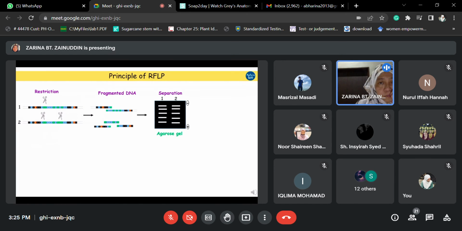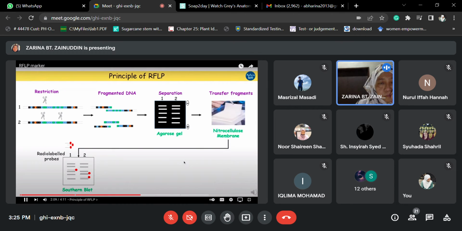The restriction fragments are then transferred to a nitrocellulose membrane and radiolabeled probes are applied. The probes are short DNA sequences which are complementary to a specific DNA locus of interest. This is called Southern blotting, in which DNA probes bind to their complementary DNA on the membrane. Here also, the differential pattern of the fragments is not visible.